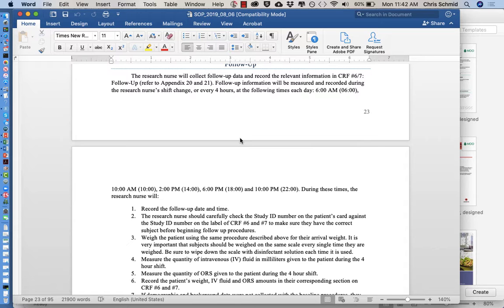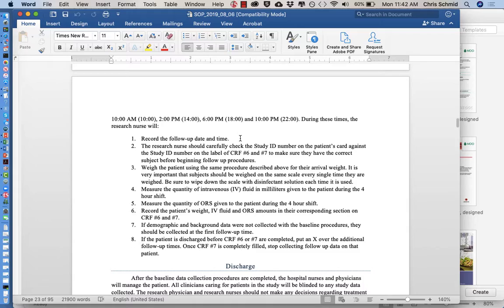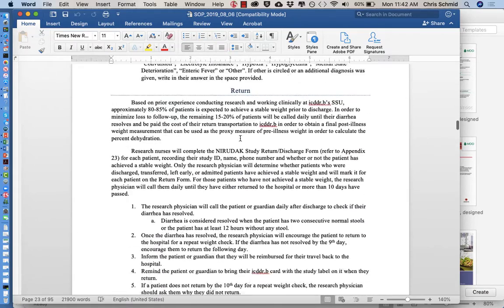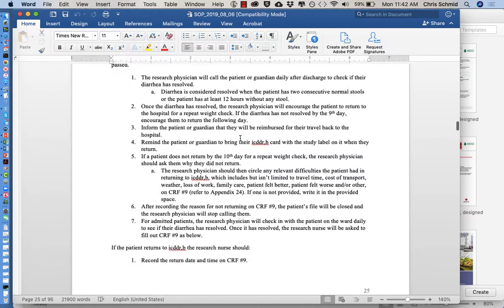The nurses will check on them every 4 hours. We'll weigh them, make sure that they're getting their fluids and so forth. And then the discharge, right? So that's all carefully done, and then they return if necessary. Some of these people are discharged before they're fully rehydrated, so we want them to come back so we can reweigh them.